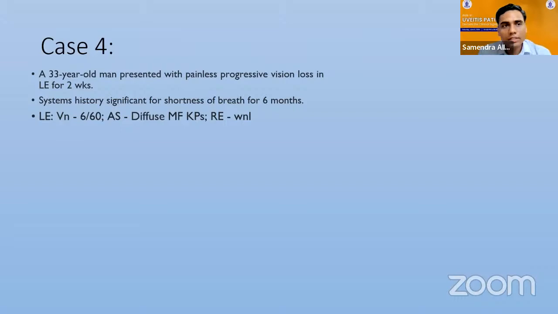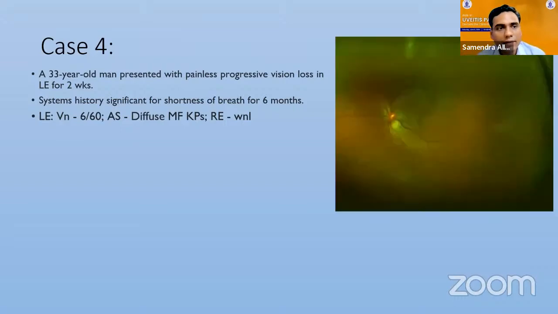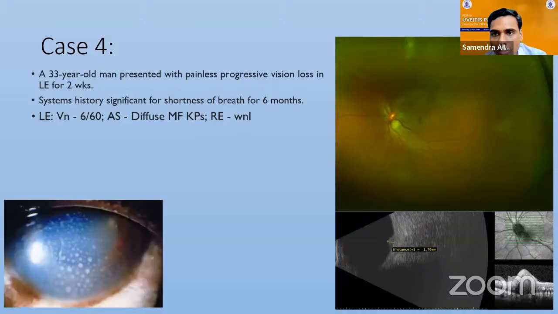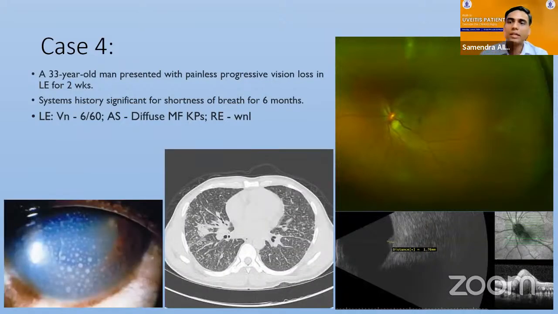Case 4, a 33-year-old man presented with painless progressive vision loss in the left eye for 2 weeks. Systemic history was significant for shortness of breath for 6 months. Vision was 6/60 and there were diffuse multifocal keratic precipitates. The right eye was normal. We can see there is a small lesion next to the optic disc. In the left eye, there is an elevated lesion on B scan, and we can see the mutton fat KPs all over the endothelium in the picture.